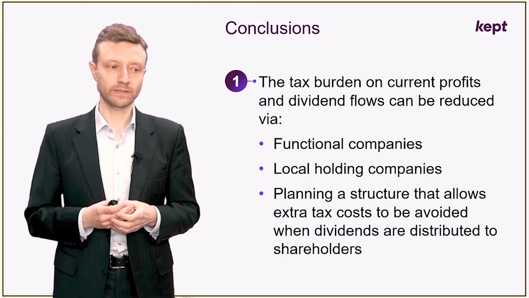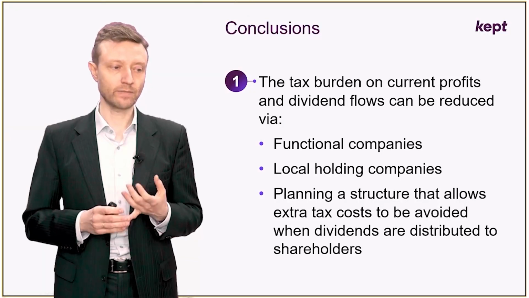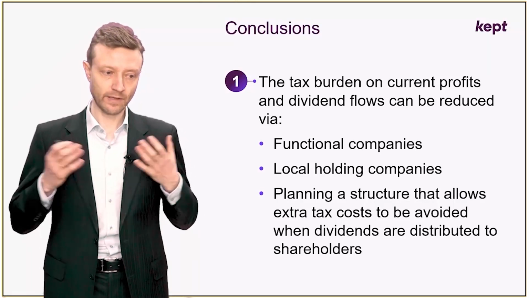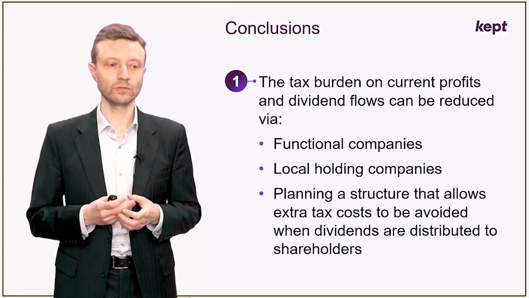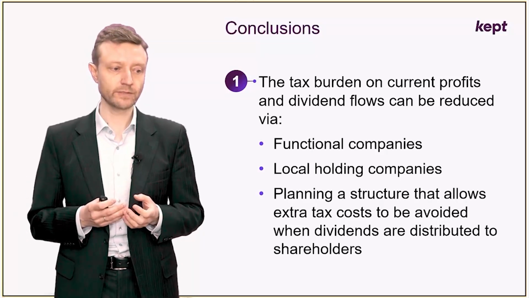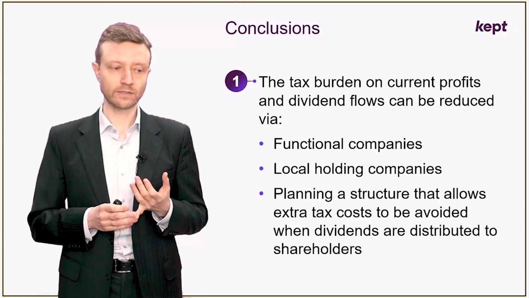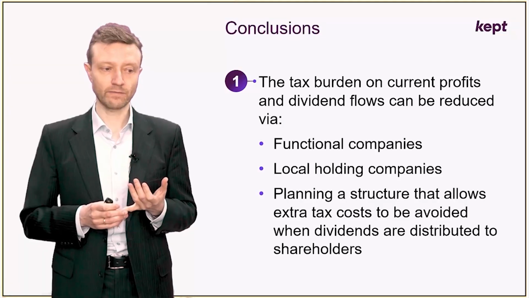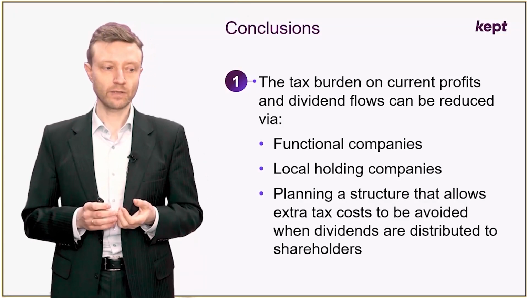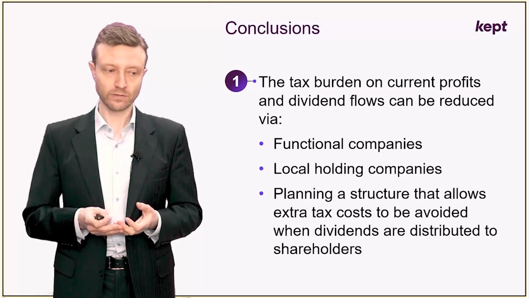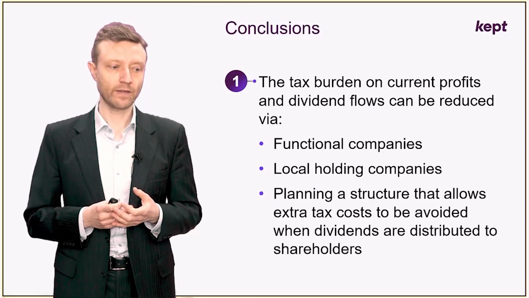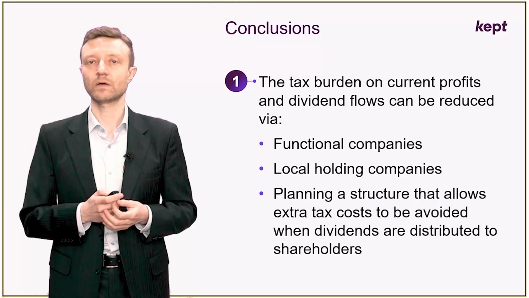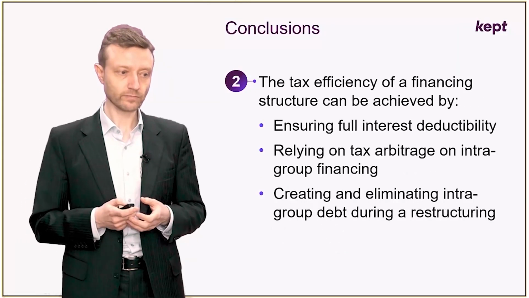Let's now summarize the conclusions that can be drawn from our discussion. First set of conclusions relates to taxation of current profits and their distribution to the shareholders of a business. And we discussed three ways to achieve tax efficiency there. First is employing functional companies. Second, using local holding companies. And third, overall planning of a structure in a way that allows to avoid extra costs when dividends are distributed to the business shareholders.